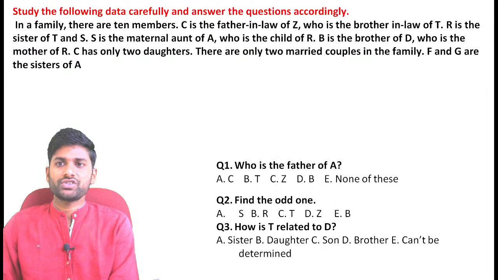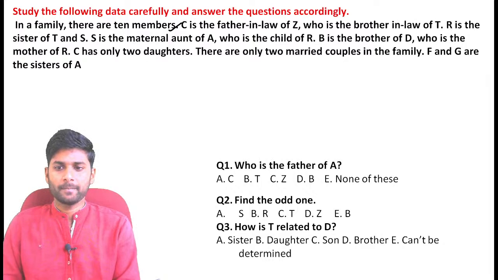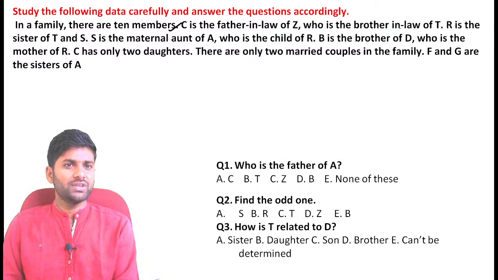Now see, I'm reading the question. In a family there are 10 members. The total number is 10. In a family, there are 10 members, and C is the father-in-law of Z. Who is the brother-in-law of P?